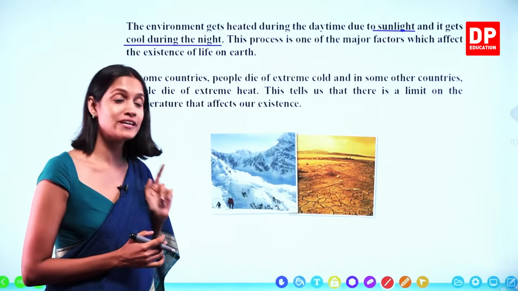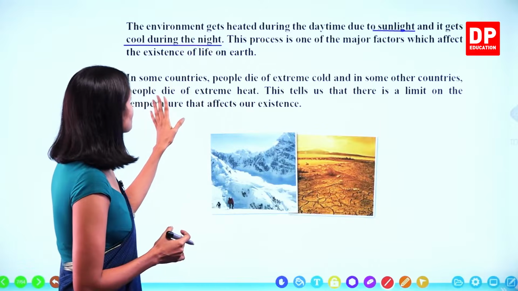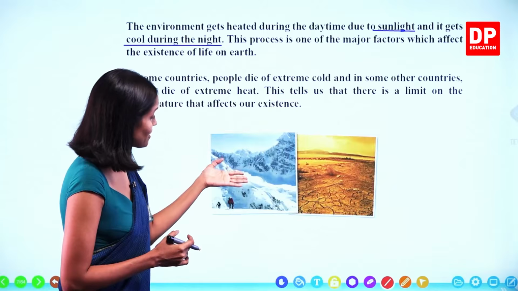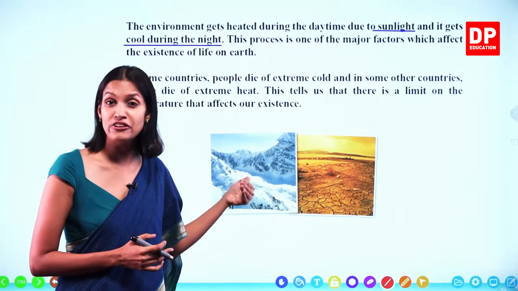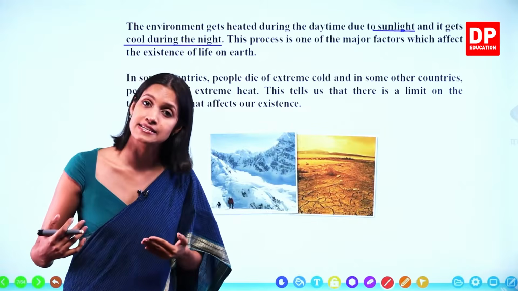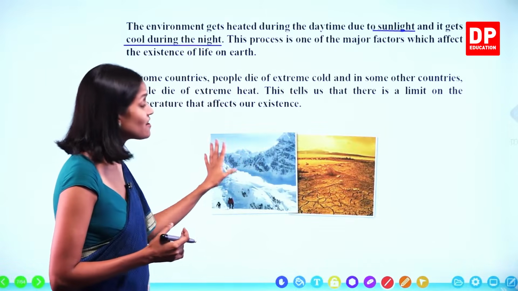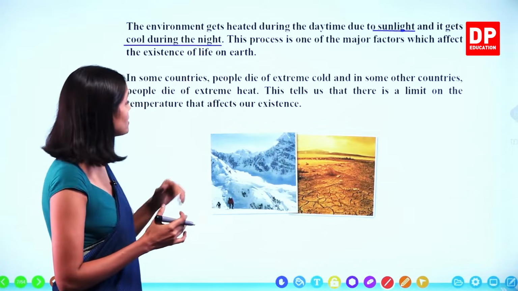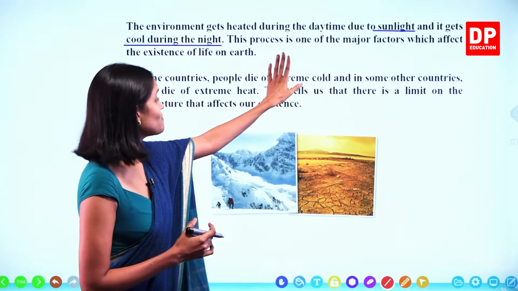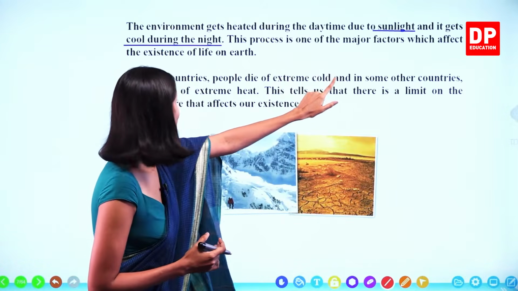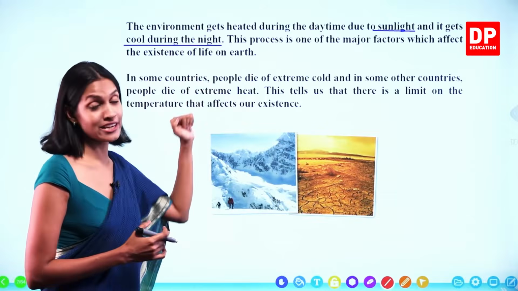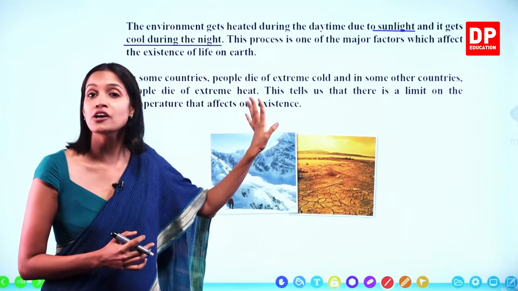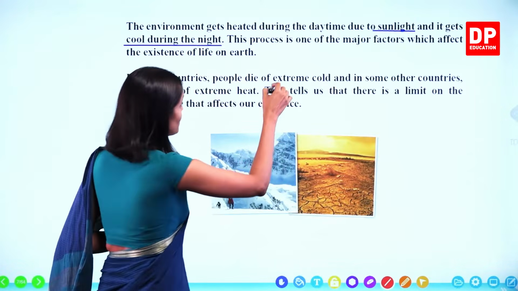Earth. Okay, children? Right. So in some countries, people die of extreme cold. Right? In these type of temperate countries, the countries with different seasons, you all know that they have winter season. Sometimes the winter seasons are very long that some people cannot tolerate the very low temperature. Okay, therefore, some people die of extreme cold. And at the same time, in some other countries, people die of extreme heat. Which means extreme cold and extreme heat both are not good for our survival. Okay?